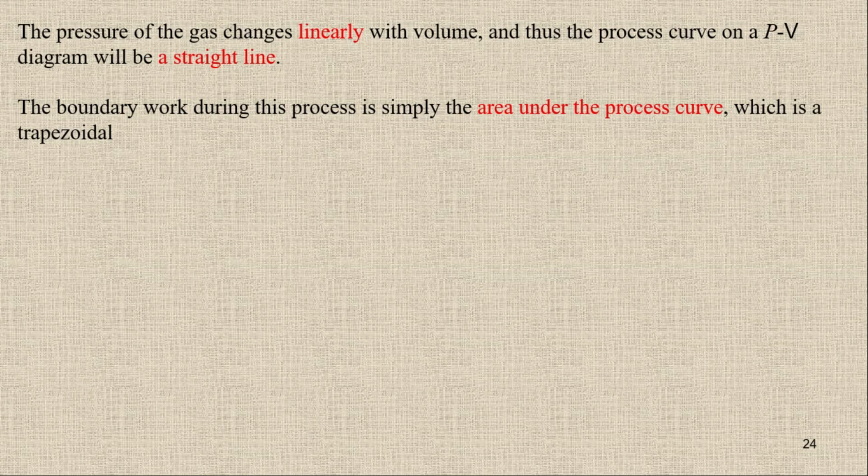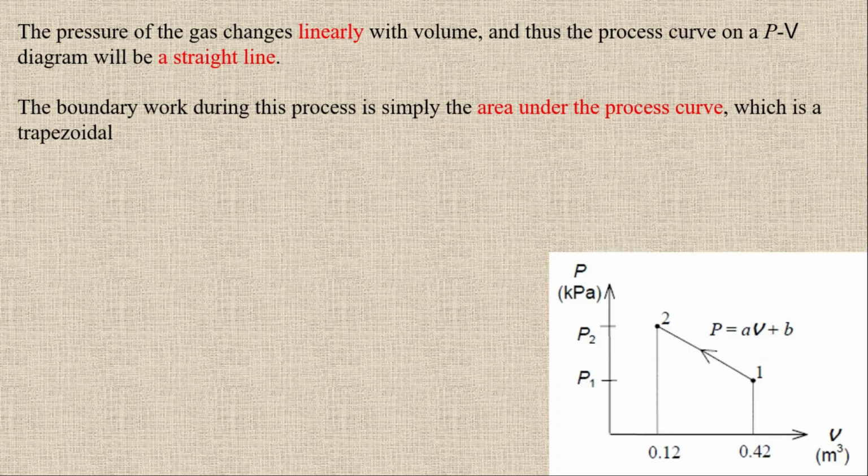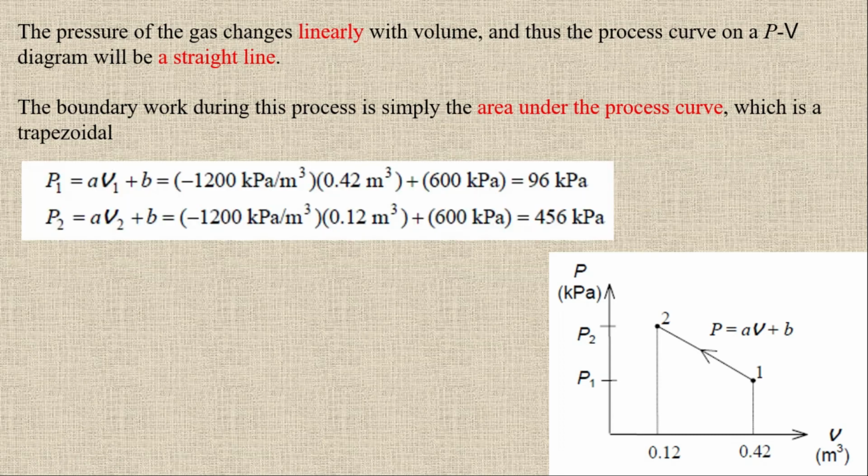And then if I'm going to draw the PV diagram, here we have V1, which is 0.42, and we have V2, which is 0.12 meter cube. But we don't know the values of P1 and P2, but we know what A and B are. So if I know A and B, simply using this equation I can find P1 and P2 in this way.